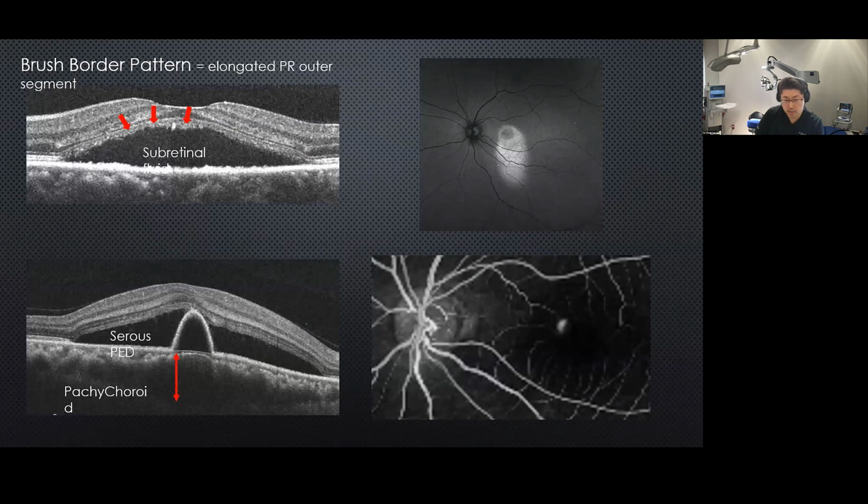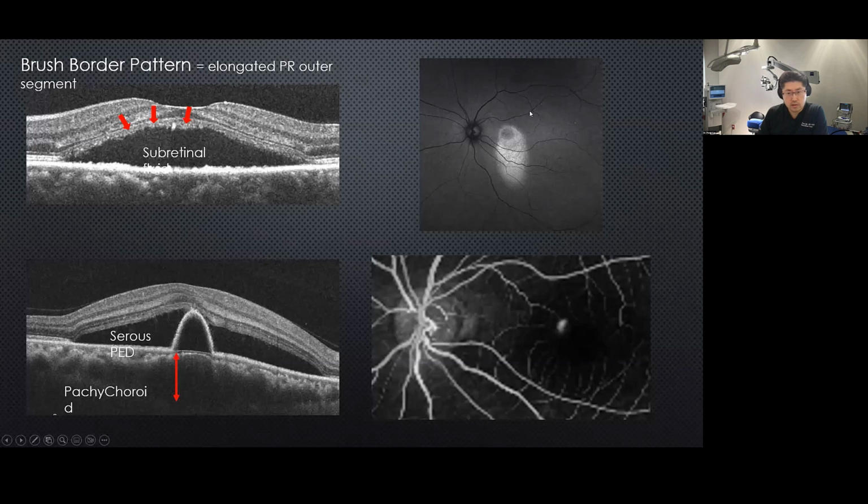Now, CSR is another condition of pachychoroid spectrum disease, and we all know one of the features of central serous is thick pachychoroid vessels, leading to a small serous PED associated with subretinal fluid. And of course, there's these brush border patterns of elongated photoreceptor outer segments. These are the features of CSR on OCT.